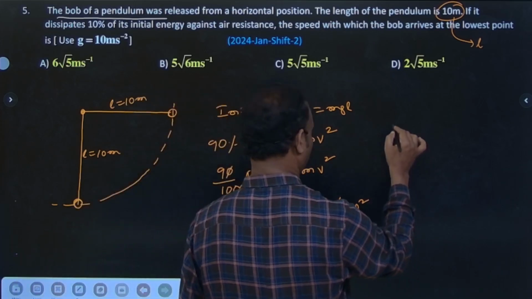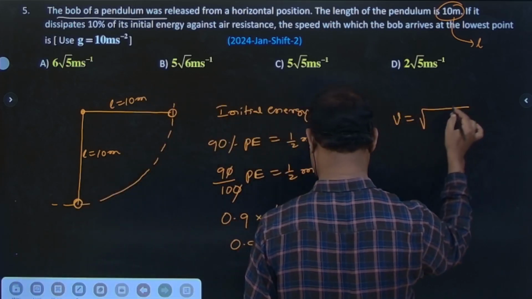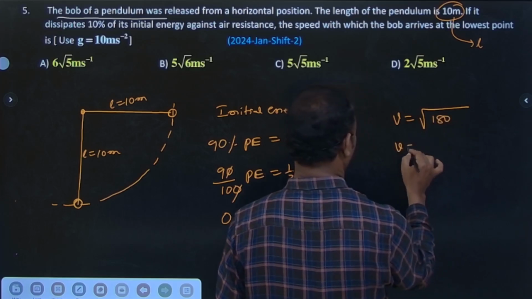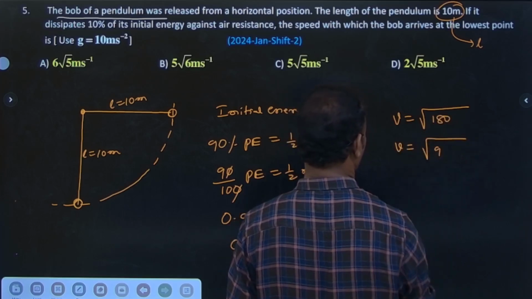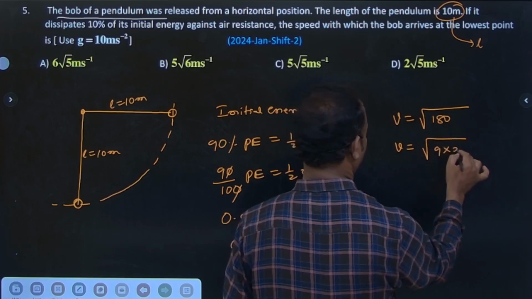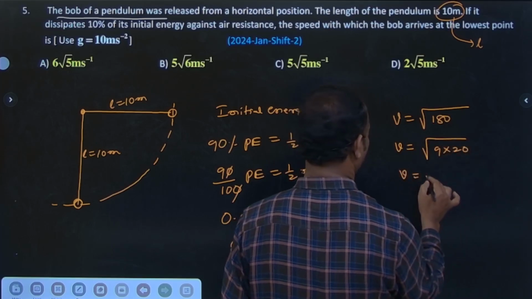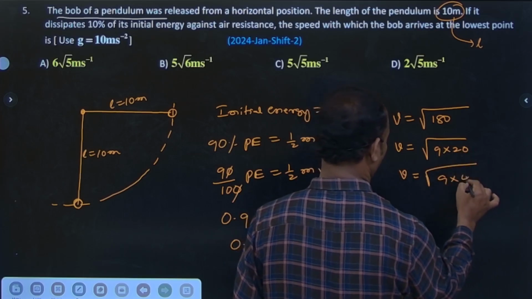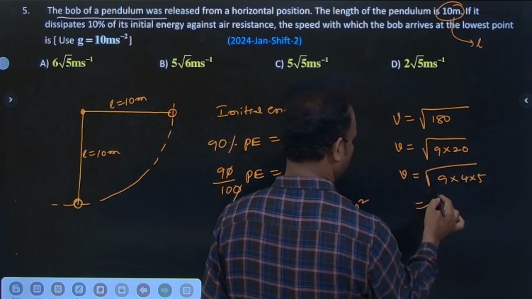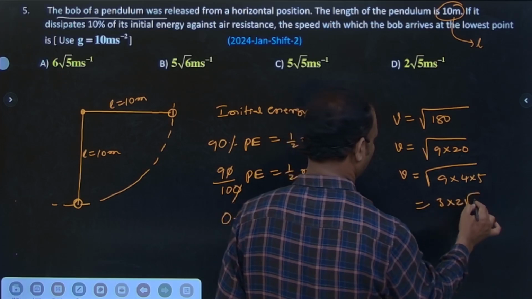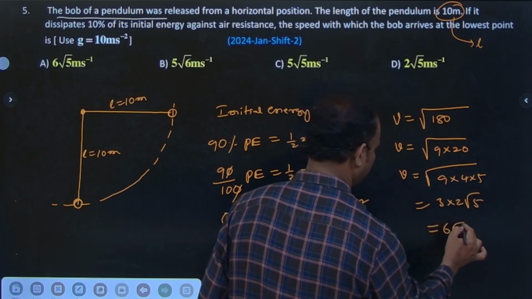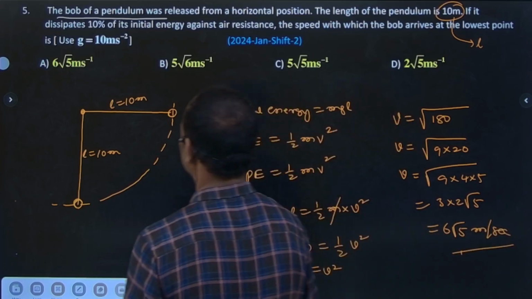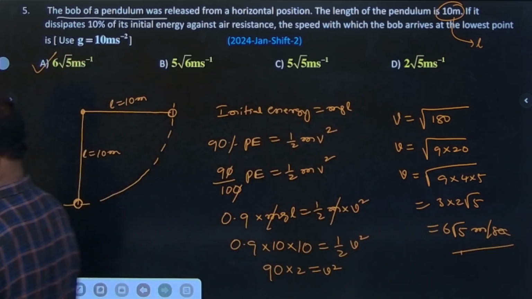Then v is equal to what? Under root of 180. So this is 9 into 20. So v is equal to under root of 9 into 20, which means 3 into 2 root 5. The answer is 6 root 5 meter per second. So option A is correct.